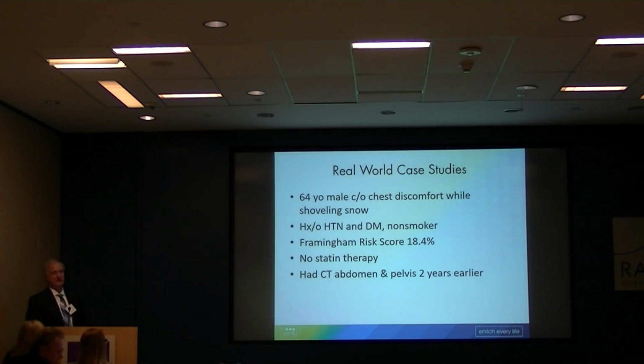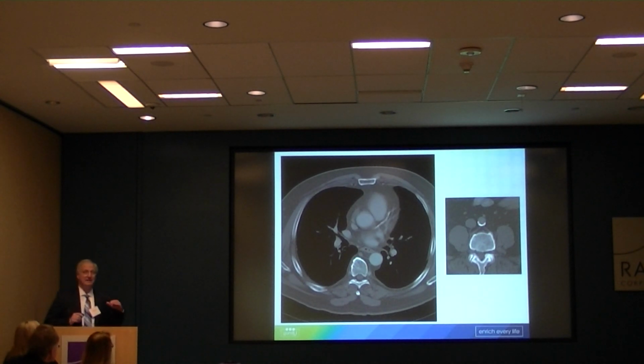His Framingham risk score was 18.4%, and he had declined statin therapy multiple times by his primary care physician. Interestingly, he had a CT scan of his abdomen and pelvis 2 years earlier. I'm not kidding you, this is one of his images right off his abdominal pelvic CT, and right at the bottom of his heart you can see his LAD calcified, and then this is his aorta. This is sitting there right in the chart.